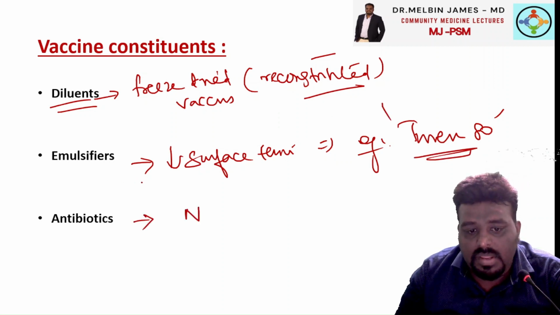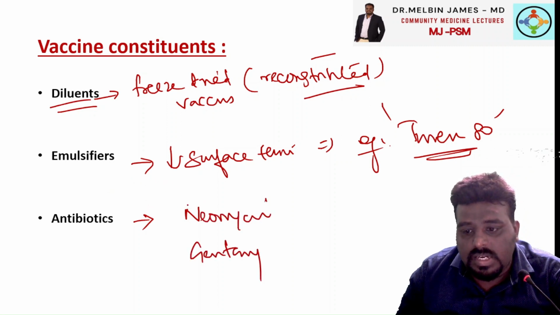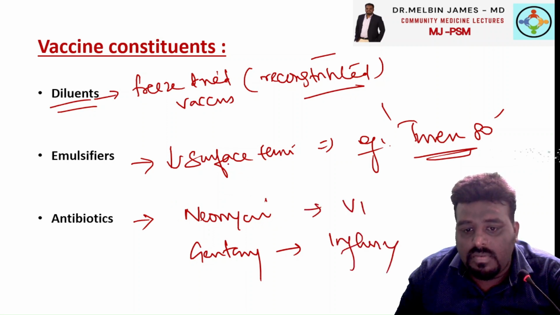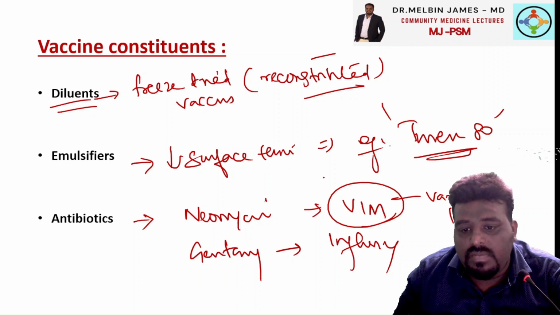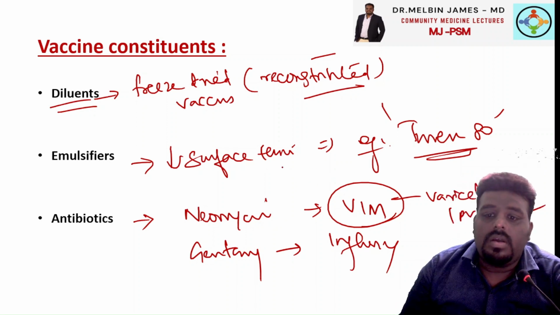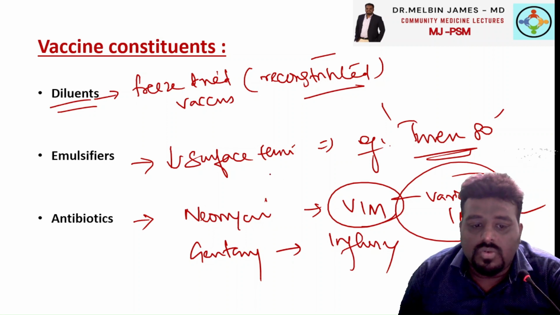Antibiotics: we have antibiotics like neomycin and gentamicin. Gentamicin is for the influenza vaccine, and neomycin is for BIM. BIM is varicella, IPV and MR. So these are the vaccines which we use.